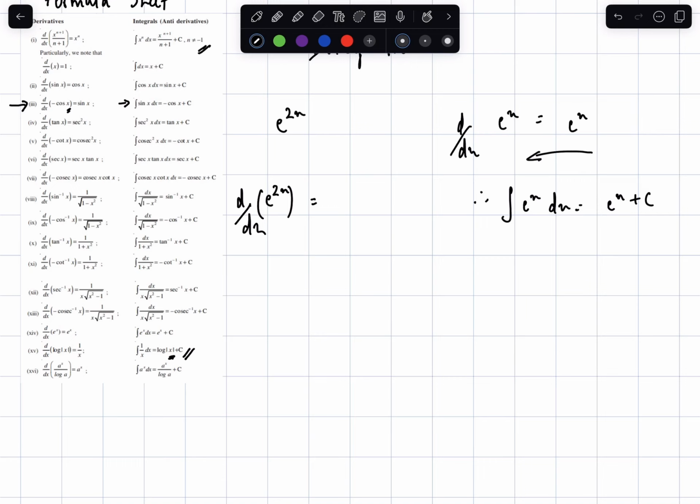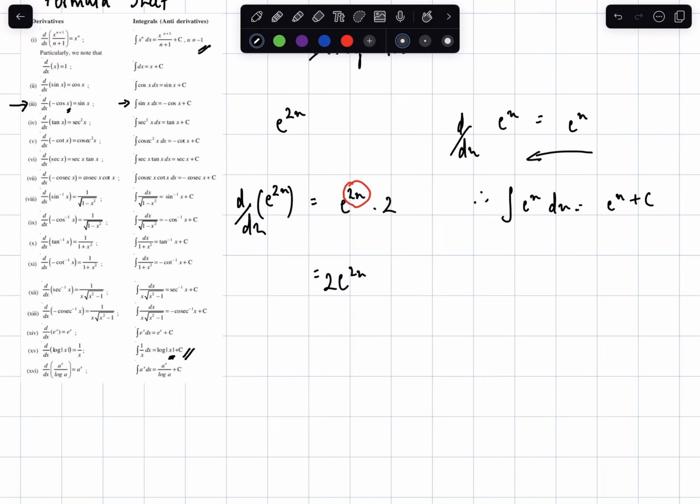Correct? And what is the differential? e raised to the power 2x. Now, because it's 2x over here, again, you have to differentiate this value, e raised to 2x. So the differential of 2x is 2. So multiply by 2, which gives you 2 times e raised to the power 2x.